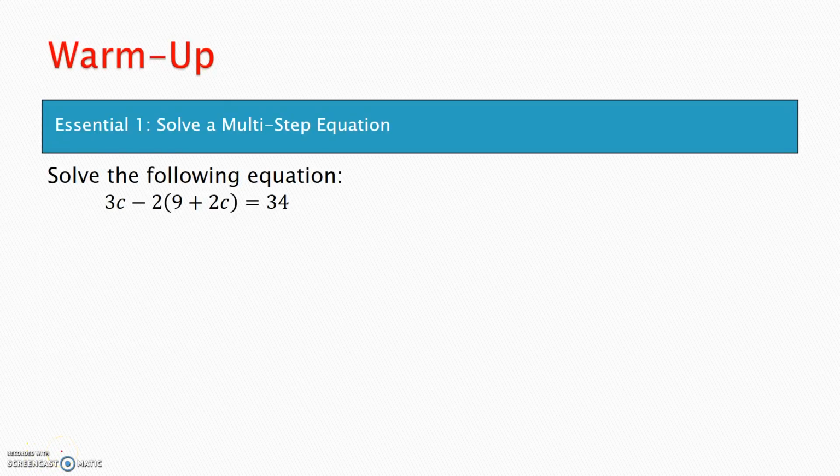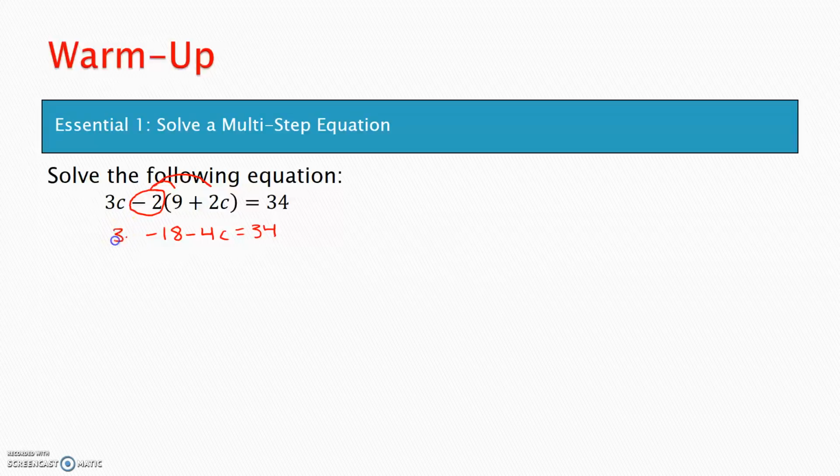All right, guys. So for the warm-up, solving a multi-step equation. Remember, essential standard number one. All right, very first thing I see is my parentheses right here. I got to distribute, but it's not just a 2 that I distribute. It is going to be a negative 2. Negative 2 times 9, negative 18. Negative 2 times 2c is going to be negative 4c. Drop down the equals 34, and don't forget to drop down at the very beginning here.